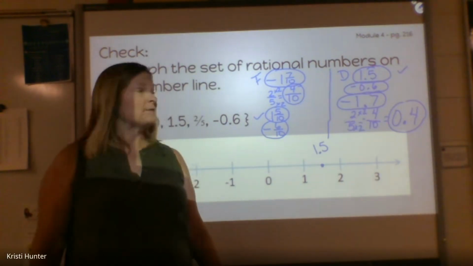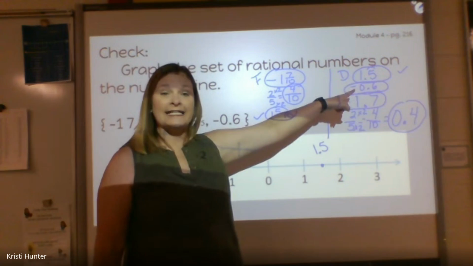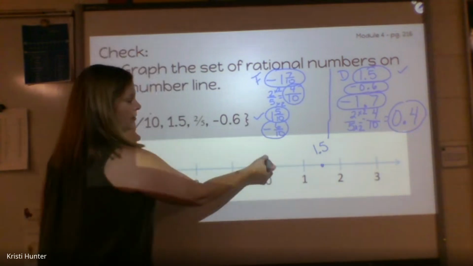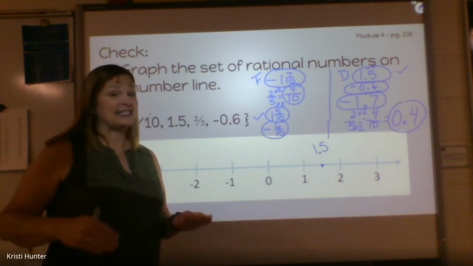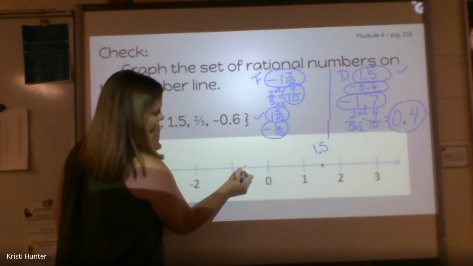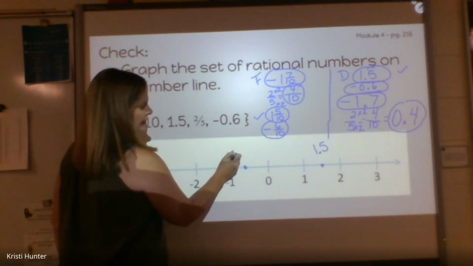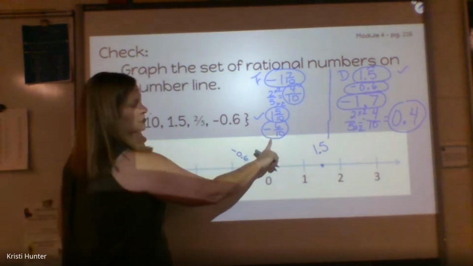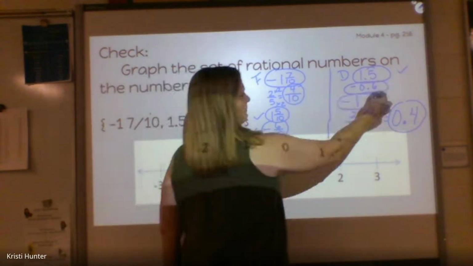All right, next one, negative 0.6 or negative 6/10. So here I go. 0, it's a negative. 6/10 means it's not all the way to the -1, but it's a little more than that halfway mark. So I'm going to put my dot on the line and label it negative 0.6, or if you did fractions, negative 6/10. So we've put that one on the line.